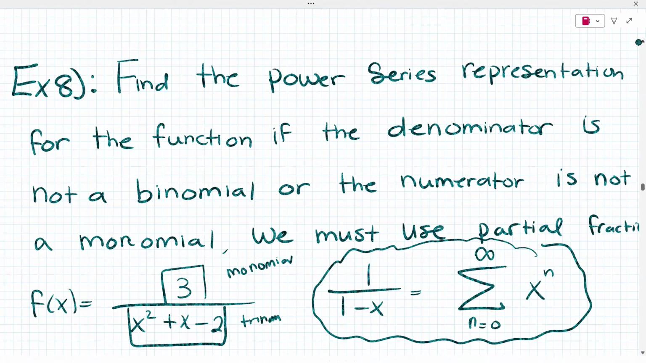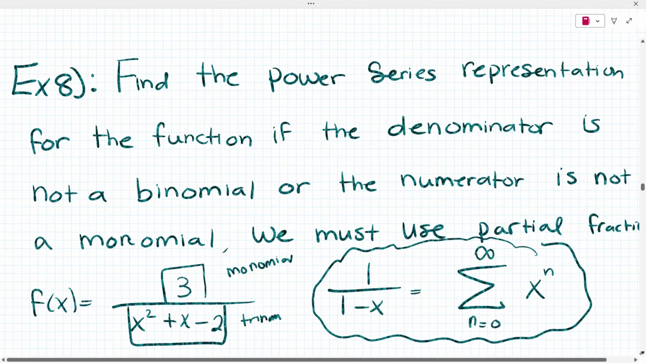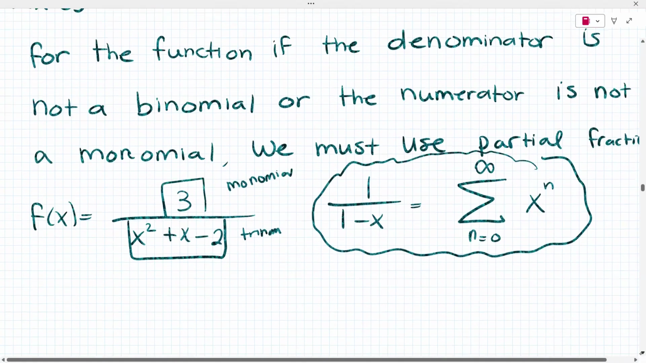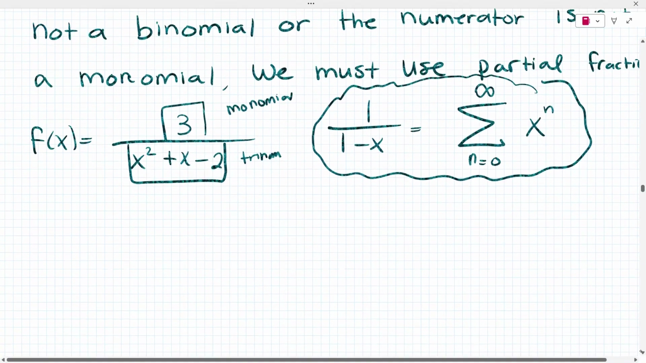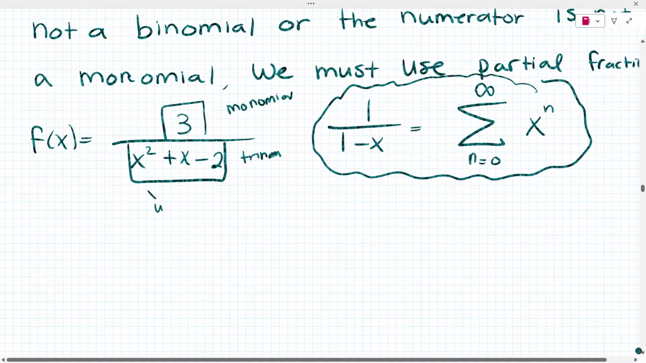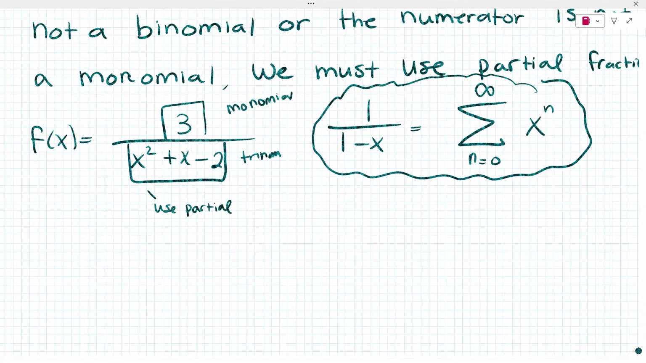To convert this trinomial into a binomial, you can complete the square or use partial fraction decomposition. So I'm just going to use partial fraction decomposition. Make it into a binomial.